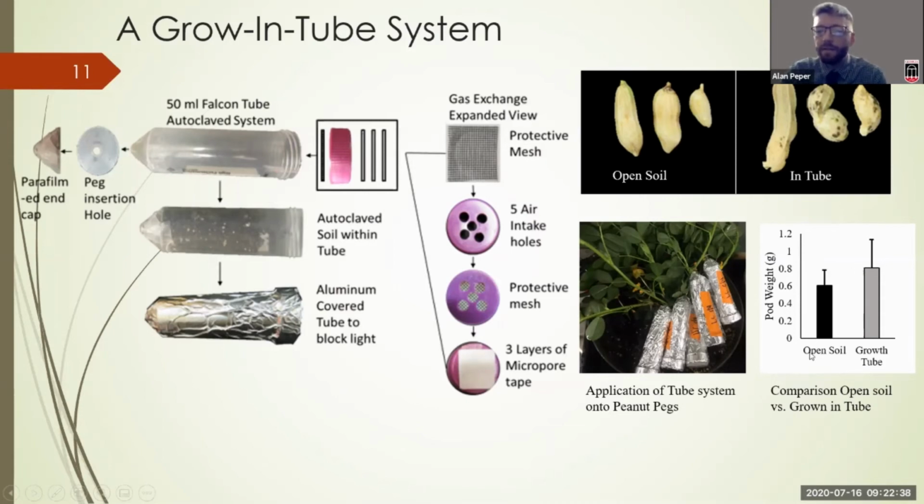So this again is the open soil grown in a pot, and then over here is the growth in tube. And there is no statistical difference between the two, meaning that the tube is not actually having an effect on the actual pod weight. So again, the tube is applied to each peg. We can have between 10 and 20 of these tubes on one plant. You could have more, it's just a limitation of space.